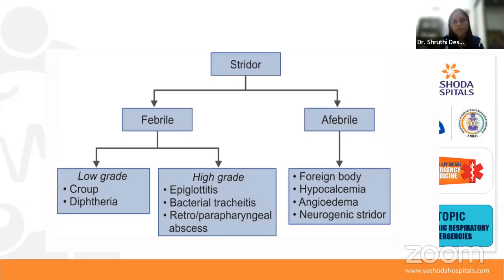Now coming to the upper airway obstruction, the most important sign is stridor here. And for stridor, you can formulate a differential diagnosis based on a few parameters. That is, if the child is afebrile, you can think regarding foreign body aspiration, angioedema, or hypocalcemia, which can cause spasm and upper airway obstruction. But if the child is febrile, you can divide it into whether the child has a low-grade fever or a high-grade fever. If the child has low-grade fever, you can think regarding croup or diphtheria. If the child has high-grade fever, you can think about epiglottitis, retropharyngeal abscess, or bacterial tracheitis.